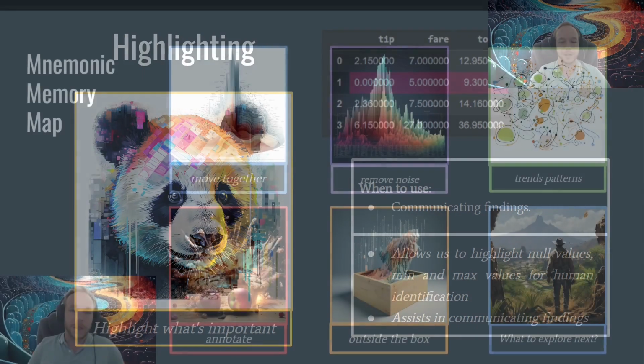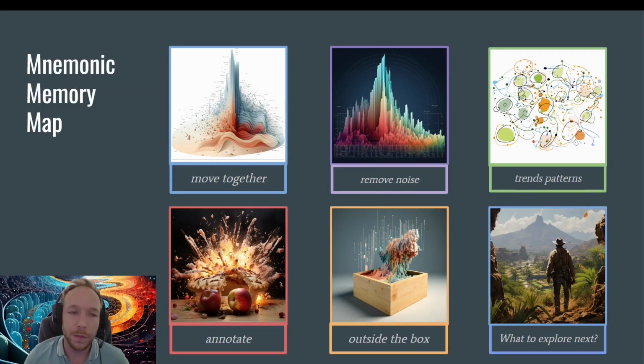Let's go over our mnemonic map from today's class. First we talked about the area plot and how things move together. One of the reasons that we use this plot is to better determine how different variables move together, how they flow together. That watery feeling of this plot is that things are flowing together.